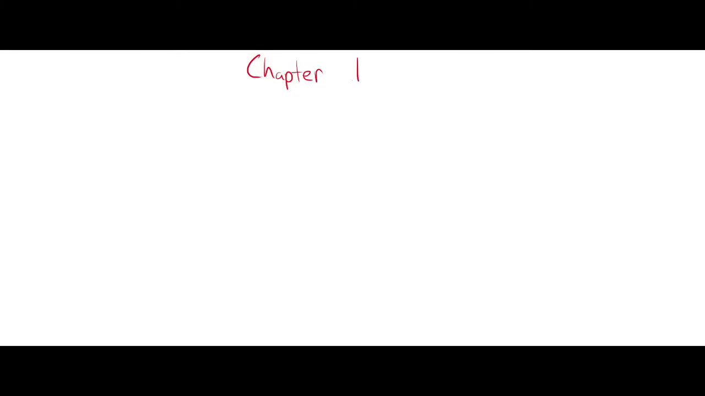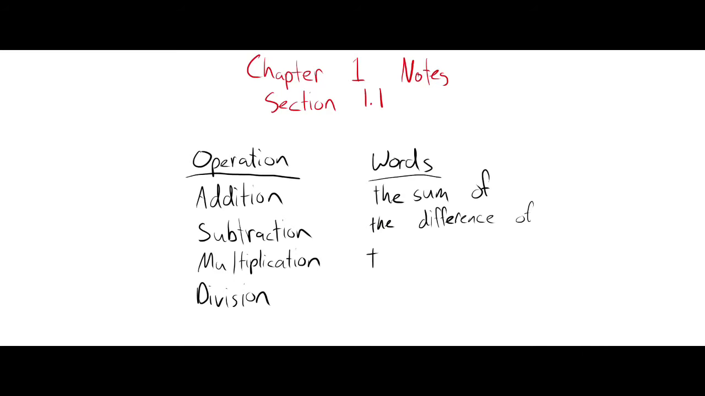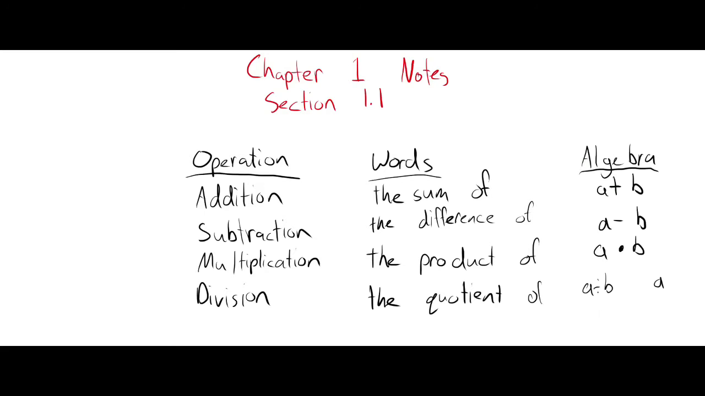All right, guys, here we are on Chapter 1 notes, Section 1.1. Operations that we were talking about, addition, subtraction, multiplication, and division. The words that go with those, the sum of, the difference of, the product of, and the quotient of. Those are like the answers to addition, subtraction, multiplication, and division problems. And there they are in algebra.